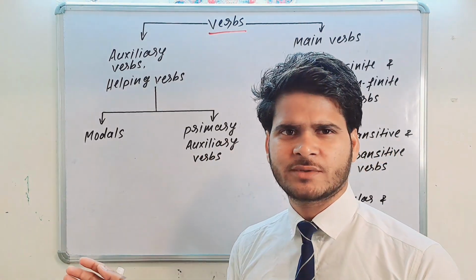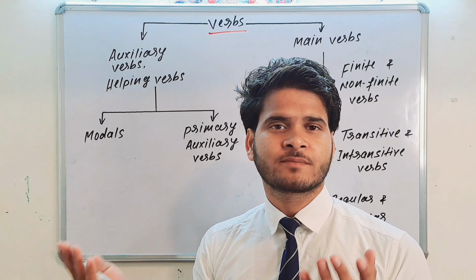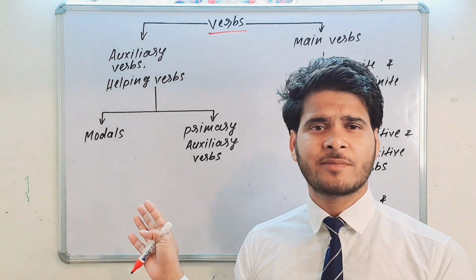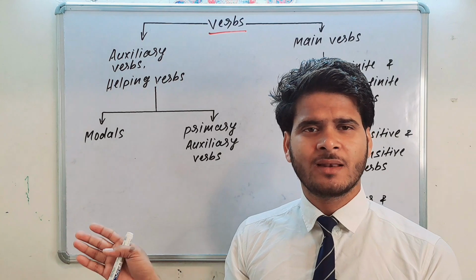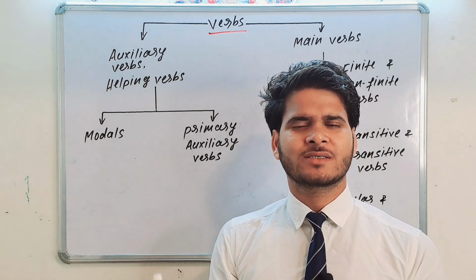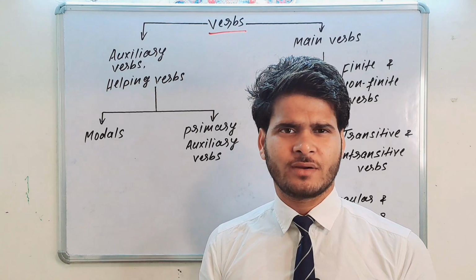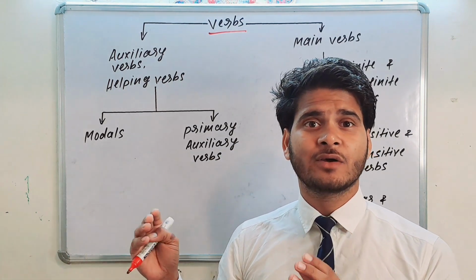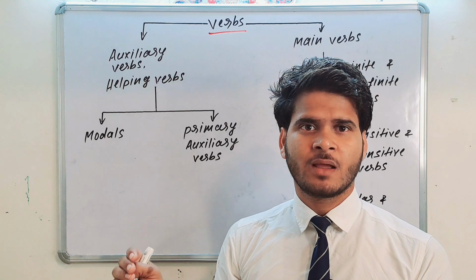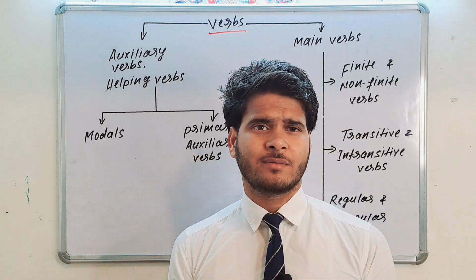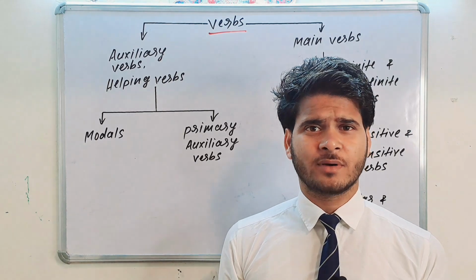Primary auxiliary verbs, which is used either as helping verb or main verb. That is primary auxiliary verbs, like do, be, does, is, am, are, was, were. These are primary auxiliary verbs and used either as helping verb or main verb.